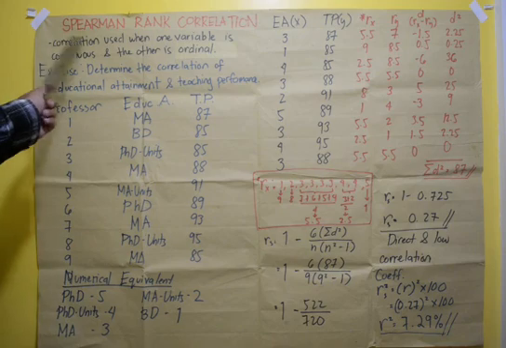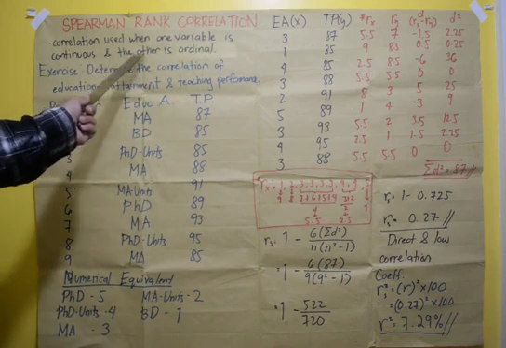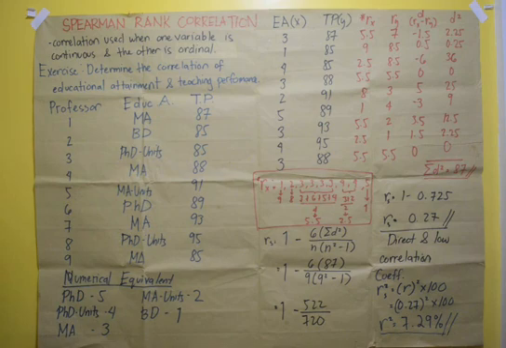It is a type of correlation used when one variable is continuous and the other is ordinal. For instance, ordinal would be when you are doing a Likert scale. A Likert scale would be level of agreement, for instance, a 4-point Likert scale: highly agree, agree, disagree, highly disagree. A lot of statisticians would now suggest Spearman Rho correlation.